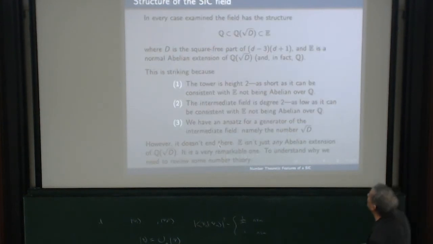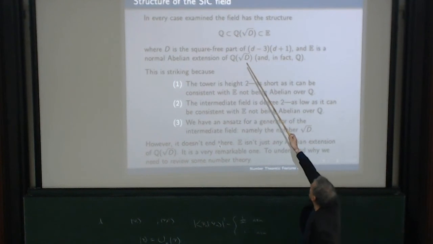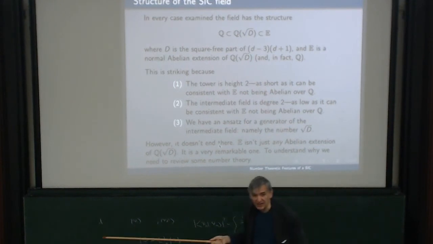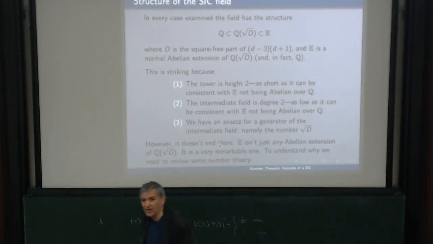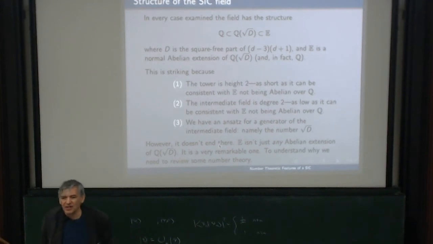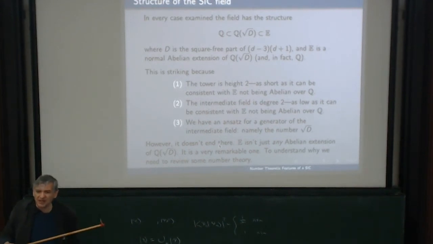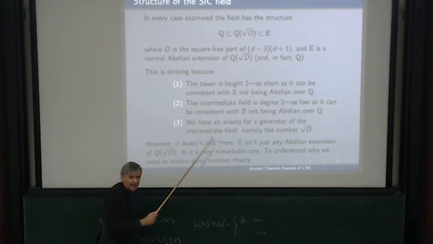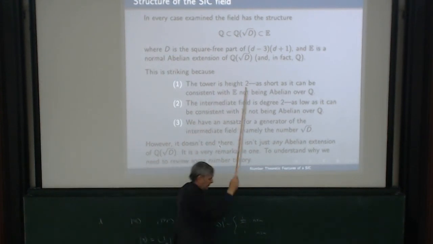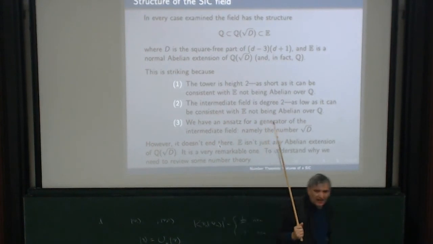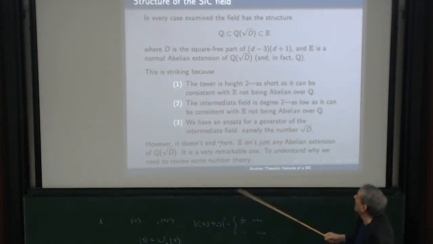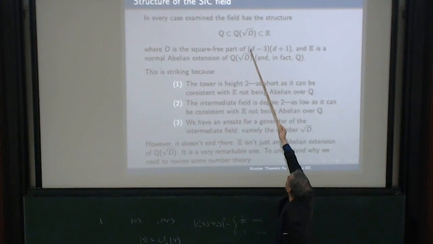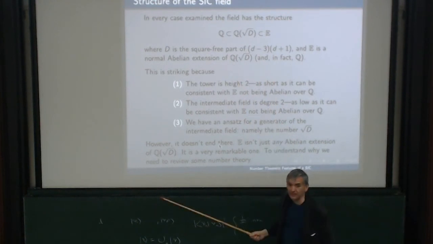Actually, there are multiple ways of doing this, I should say. There isn't a unique tower. So what I'm really talking about is, and this is not unique, so many ways of doing it. But the shortest tower is height 2.